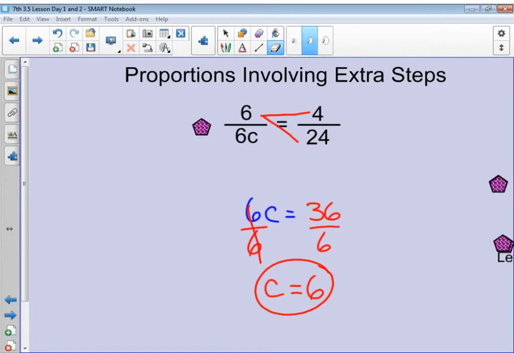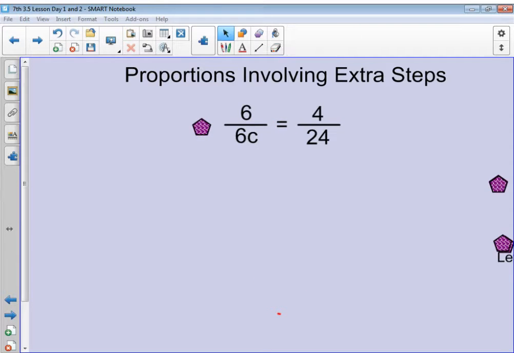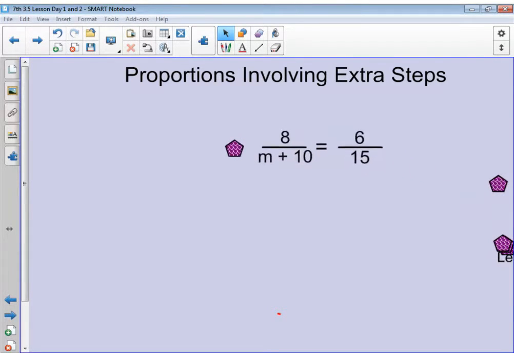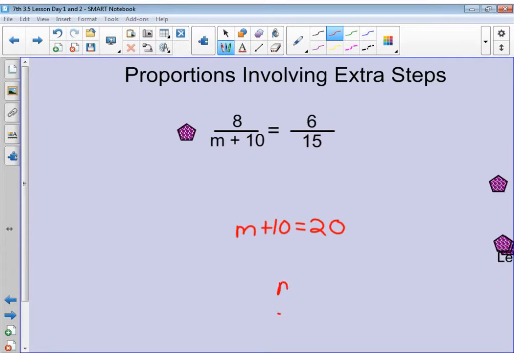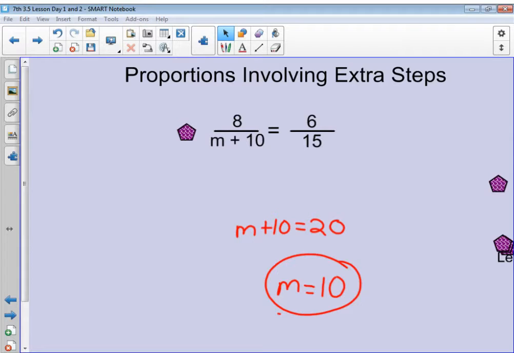Okay, so let's try one more. Okay, go ahead and do this one on your own. Remember, cross multiply where your letter or your variable is not involved. You should have gotten m equals 10 because the m plus 10 equaled the 20. So then you had to subtract 10.